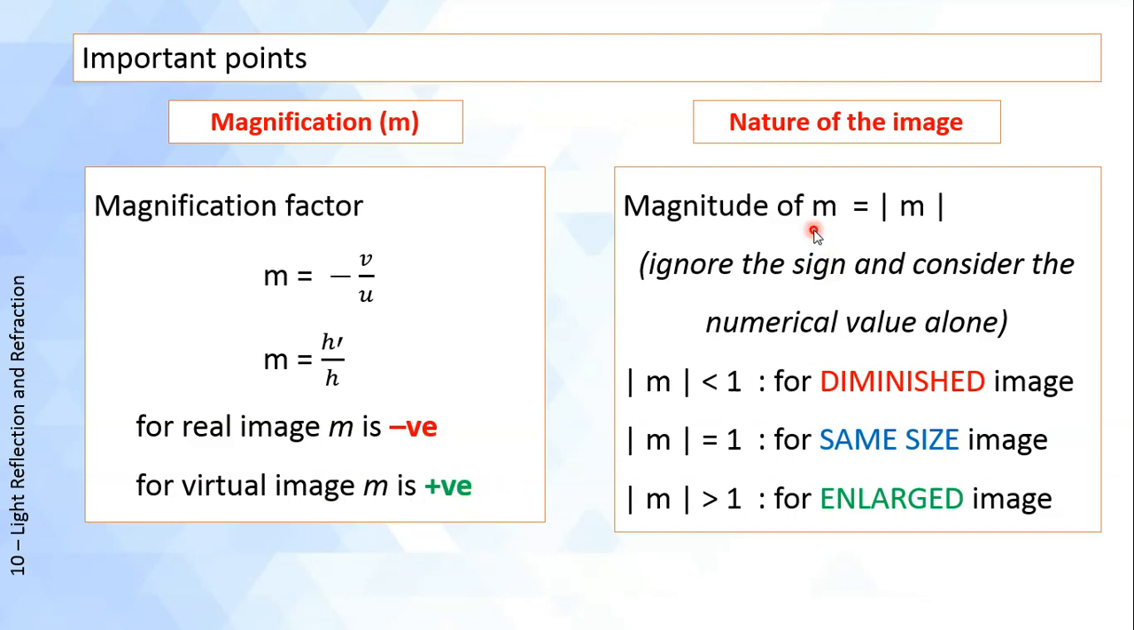When you identify the nature of the image, we have to follow another concept called magnitude of m. That means we have to ignore the sign and consider the numerical value alone. If that value is less than 1, then the image is diminished one. If it is equal to 1, we call that as a same size image. If the magnitude of m is greater than 1, the image will be enlarged one.